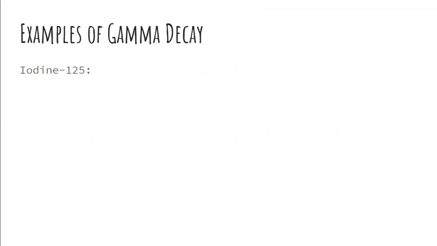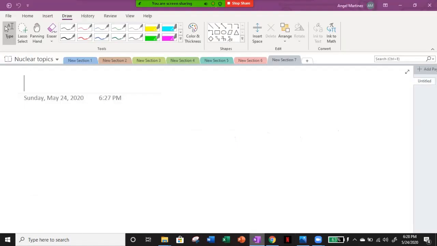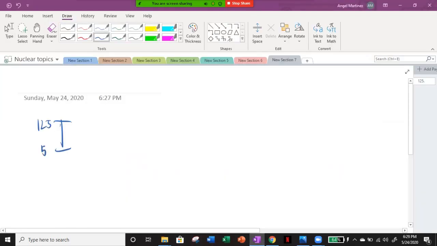So an example for iodine-125, it just stays the same. Let's find iodine's atomic number, which is 53. Like I said, it stays the same, I-125, 53, and we just add that gamma particle. So it just emits the gamma rays.